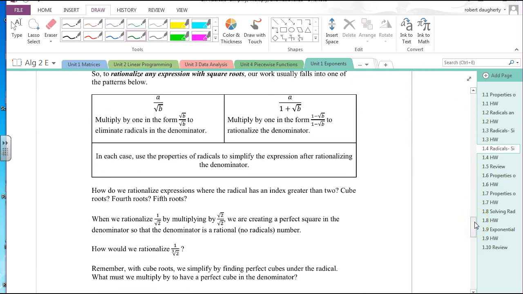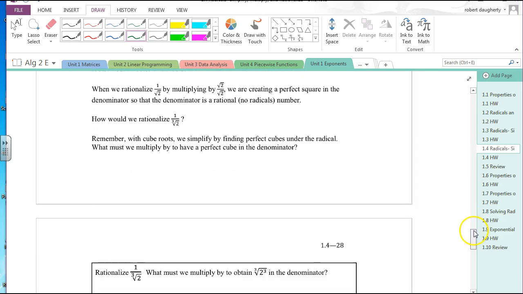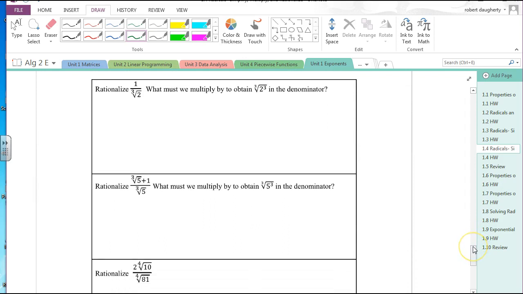So what we've done so far, things that look like this, a over the square root of b, you multiply by 1 in the form square root of b over square root of b to rationalize that denominator. When you see something like this, a over 1 plus square root of b, you multiply by 1 in the form of 1 minus square root of b over 1 minus square root of b. You want to make those square roots go away in the denominator. Now, this is where it gets a little bit harder, so I'll skip the reading there, but let's just talk through the next one here.